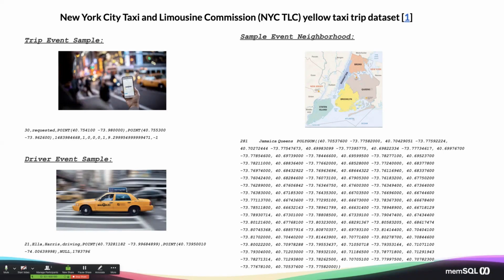First, we have the trips event. This event has an ID for every trip and the current state of the trip. In this case, we're in the requested state. We're not actually in our taxi, but we do know the geolocation of the passenger with some additional data associated with that. The driver event has a driver ID, the name of the driver, the current state of the driver, and also the geolocation and some additional data.